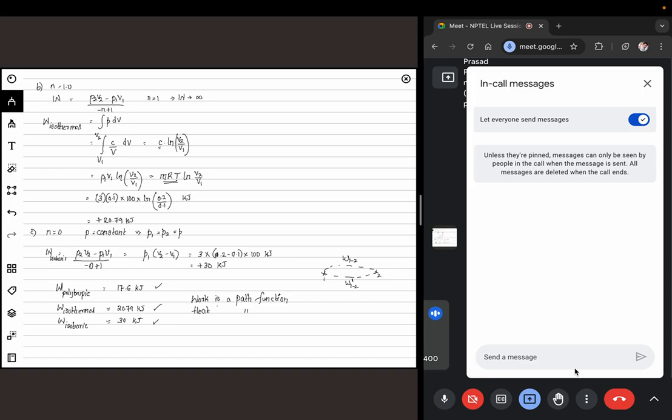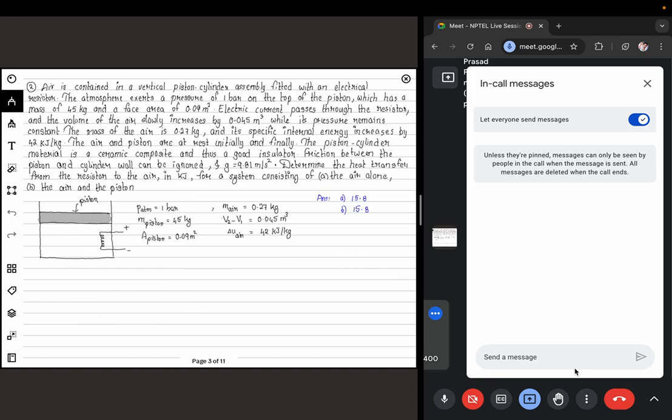I guess there are no questions, so we'll go to the next problem. You can go through the problem, then we'll get started. I'll also read through the problem.